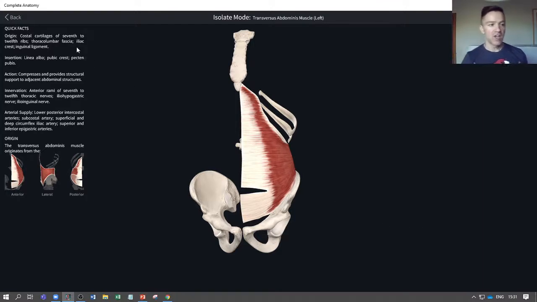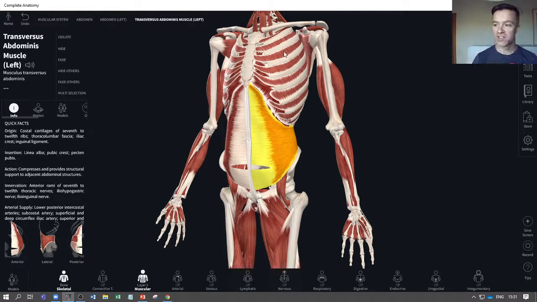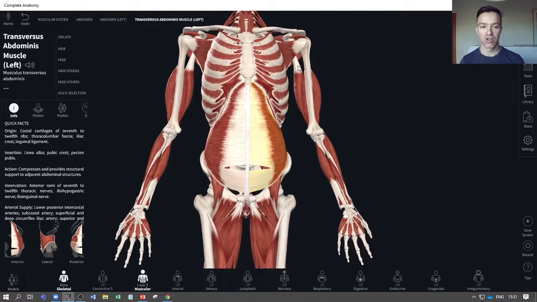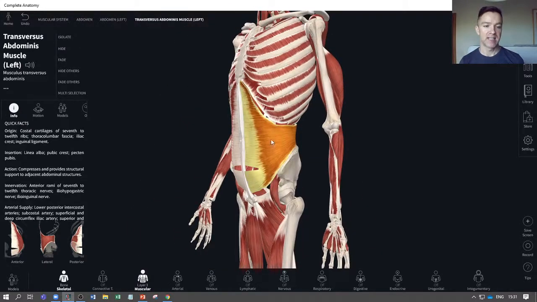The action or function of the transverse abdominis is to compress and provide structural support to the abdomen. It's involved in trunk flexion, rotation, and lateral flexion. Trunk flexion is bending forward, like in a sit-up type movement. Rotation is when you rotate from side to side, and lateral flexion is when you bend from side to side. So your transverse abdominis is involved in all of those: compressing and providing structural support to the abdomen, trunk flexion, trunk rotation, and lateral flexion of the trunk.